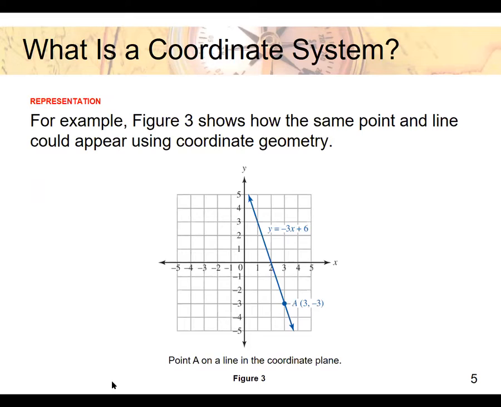All right, so here, this shows how the same point and line could appear using what they call coordinate geometry. So here we got a line in blue that says y equal -3x plus 6, and a point on that line where A is. And here are the coordinates for A, 3, -3.